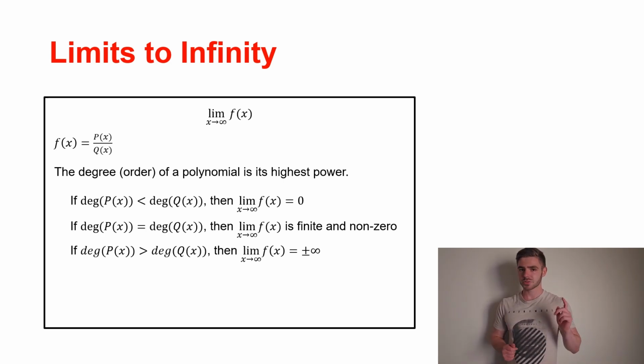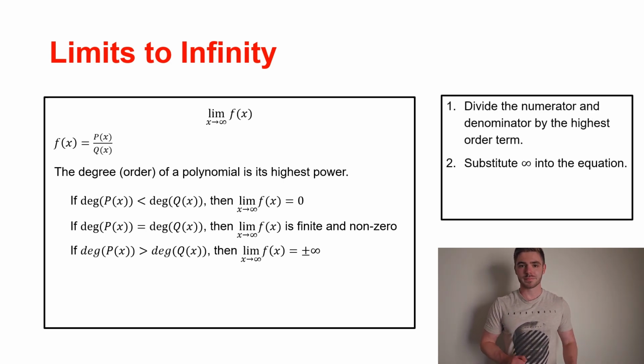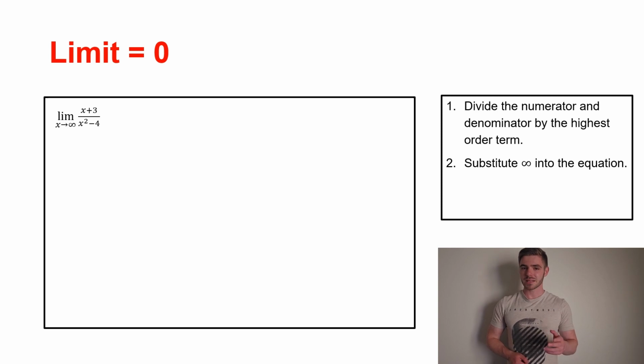In all cases, we use the following process to find the limit. In this case, the denominator has a larger degree than the numerator, so we expect that the limit as x approaches infinity should be 0. Let's prove it.